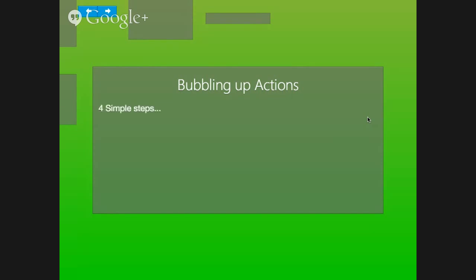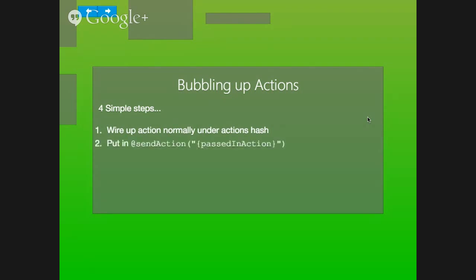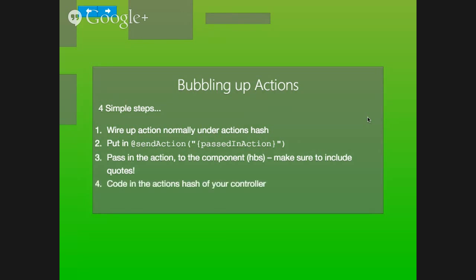Just follow these four steps here. If you're going to be bubbling up actions, for example, saying when this element is clicked, bubble up the action and then execute that same action on the parent controller, first of all, you should probably rethink this. But if you do: first, wire up the action normally under the actions hash, then use sendAction with the passed-in action, third, pass in the action in the controller, and fourth, just code it in the actions hash in your controller.